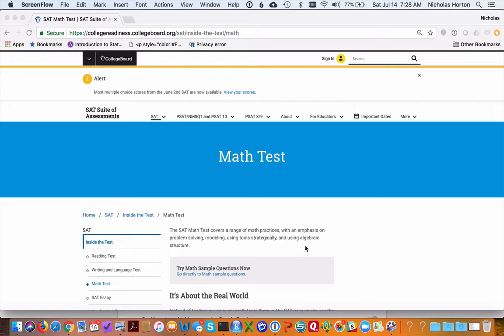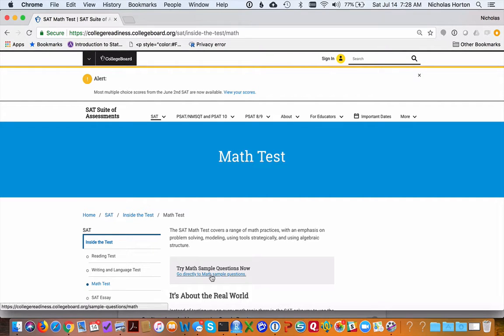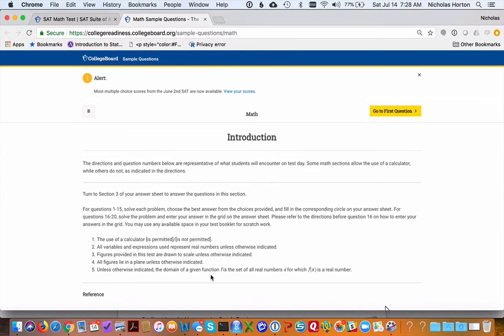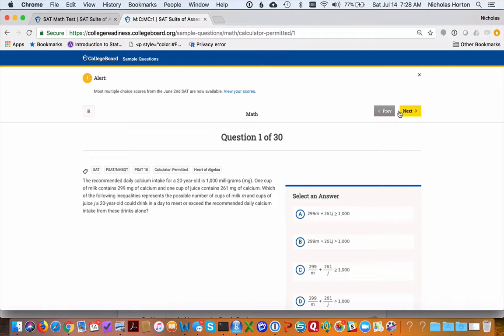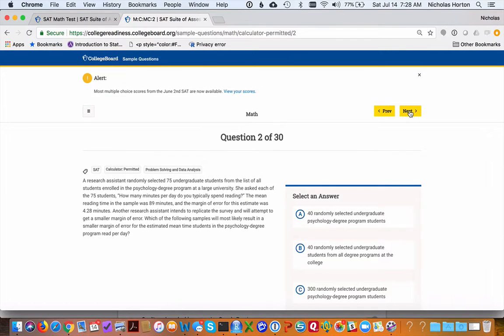So I decided to explore some of the sample questions that the College Board has made available. They have 30 questions online. There's a kind of background here that gives a sense of which ones allow a calculator, which ones don't. When we jump into the first question, it's an inequality question that's important mathematics, but not as much what I'm interested in. And we look at the next one, which is actually a neat problem.